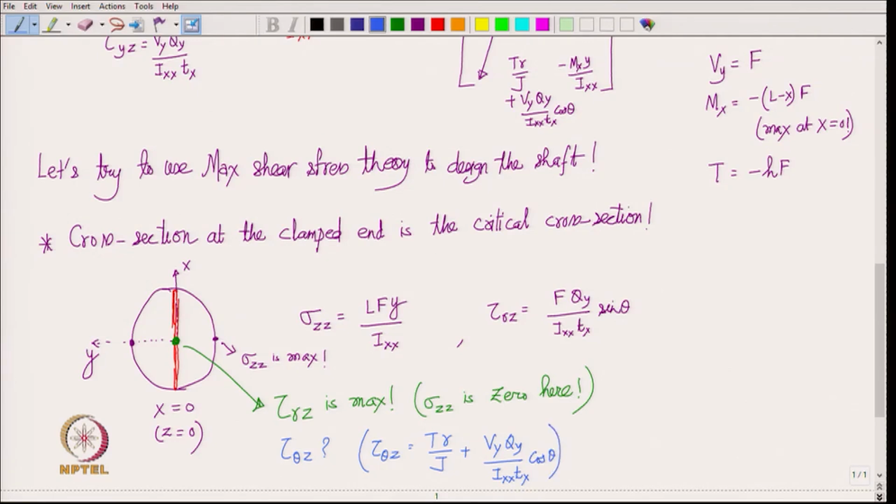Okay, so, it has got two components. The first one tells us that it becomes maximum when small r is equal to big R, so on the periphery of the cross section. The second component, that is V y Q y over I x x T x, is again getting maximum when Q y is maximum, right. And where is Q y maximum? That is again on this red line in the cross section, right. And then what about cos theta, when does it become maximum? So, that is the point over here, right.